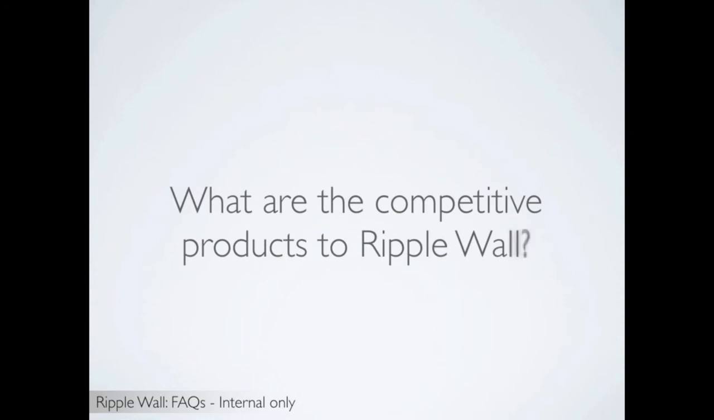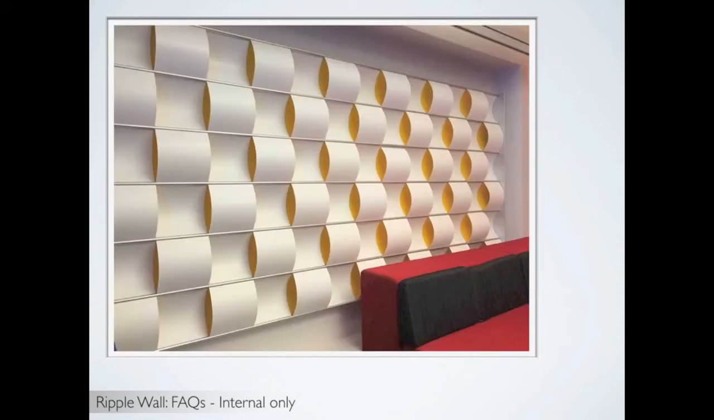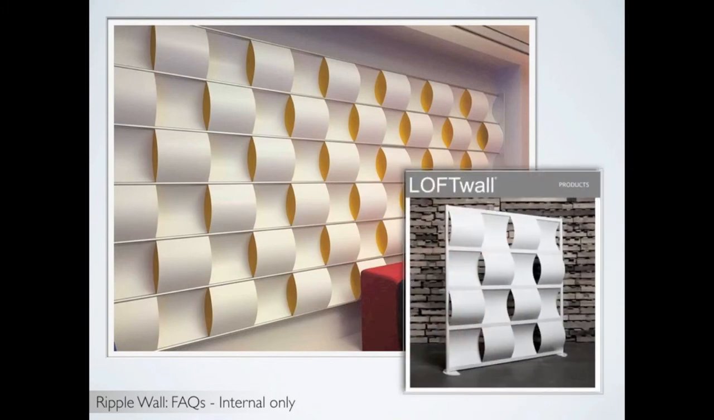What are the competitive products to Ripple Wall? There is a competitive product to Ripple Wall. The company Loftwall carries a product that is called Wave Wall. This company, however, has extremely low sales.